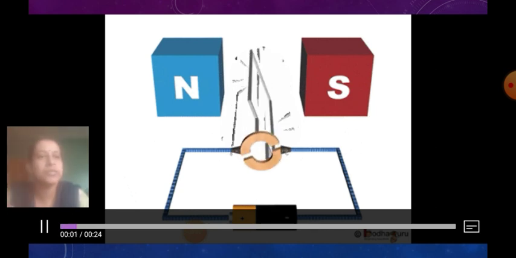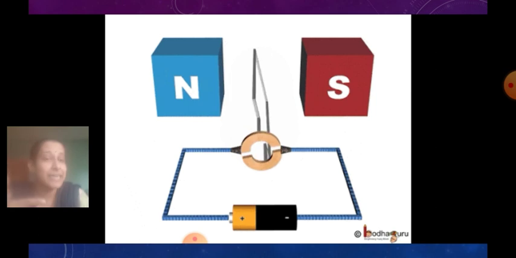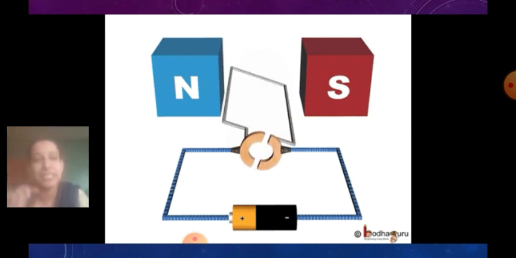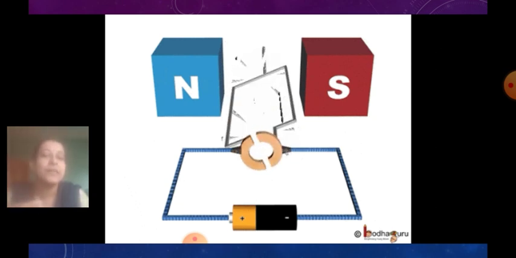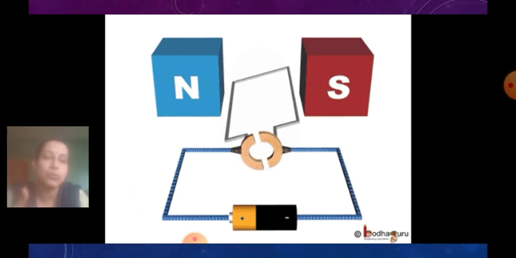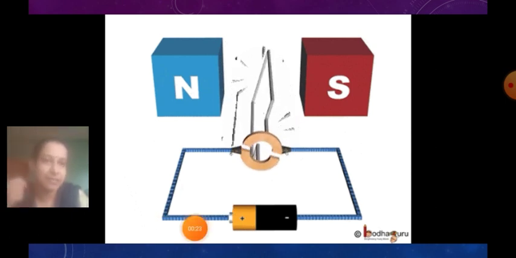It works on the principle that when a current carrying conductor is kept in a magnetic field, it experiences a force, and this force is maximum when the magnetic field and the current are perpendicular to each other. By applying Fleming's left hand rule, you can find the direction of the force on the conductor. So this is regarding the electric motor.